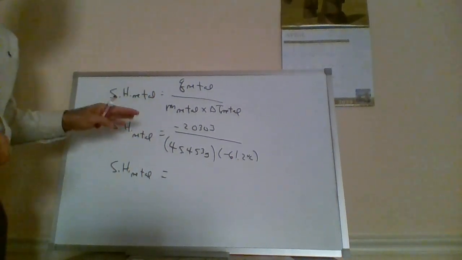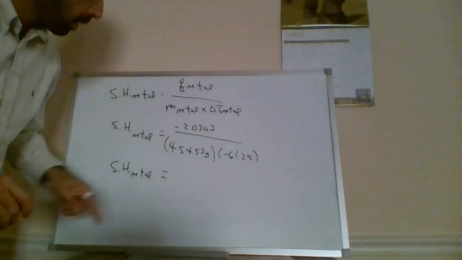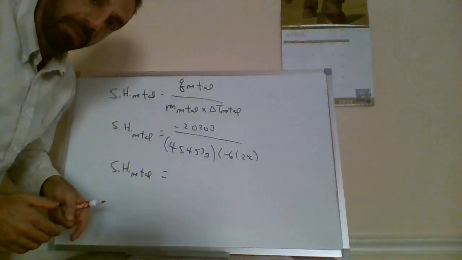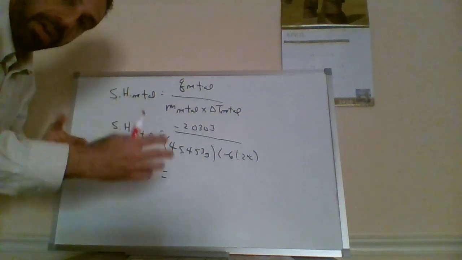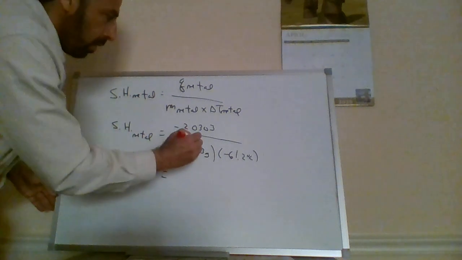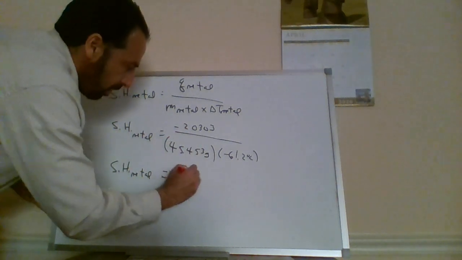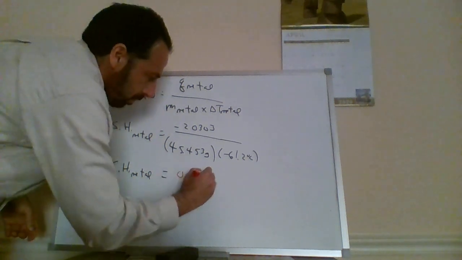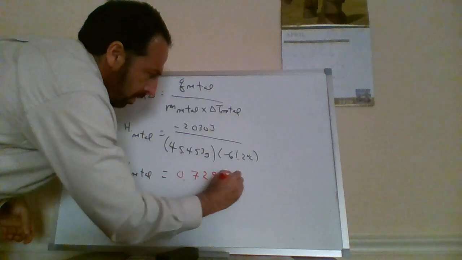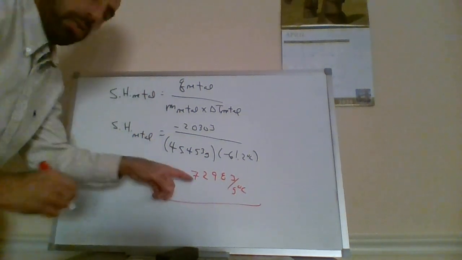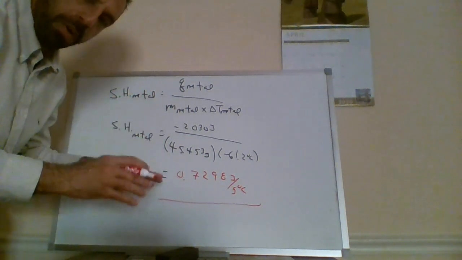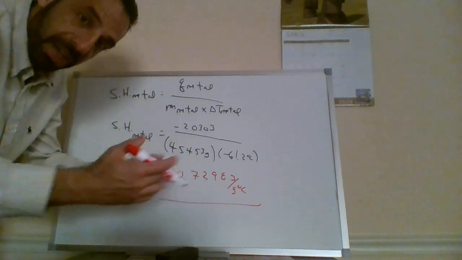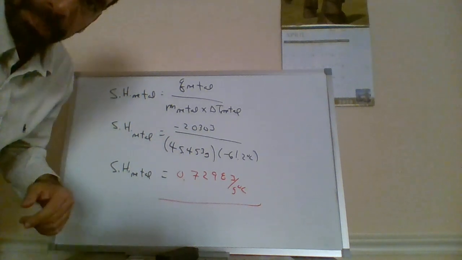So now that we know the Q lost by the metal, we know the mass of the metal. This is what we weighed out initially. And we know the change in temperature of the metal. That's what we just figured out. So we can just plug it in and figure out the specific heat of this unknown metal. Notice that I'm going to end up with 0.7298 joules per gram degrees Celsius. Specific heats of metals are always going to be much less than water, because metals can gain or lose heat much easier and rise in temperature faster than water.